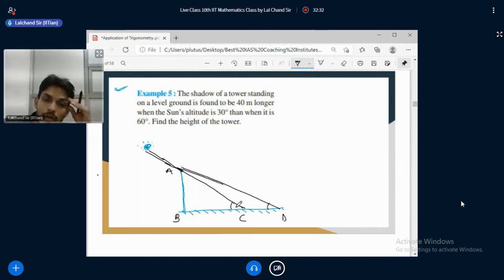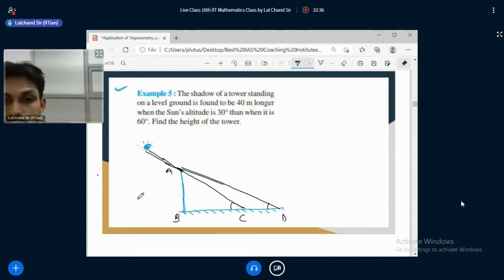Look, whenever we are going towards the tower, the angle starts increasing. Okay, so what is the greater angle? That is 60 degrees. So this is 60 degrees and this is 30 degrees. If we move away from the foot, the angle starts decreasing. If we are coming towards the foot of the tower, then the angle starts increasing. Okay, so this length, CD length, is 40 meters. So let's suppose the length of BC is X unit and AB is H.